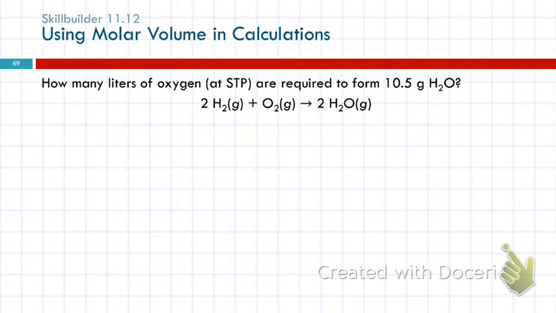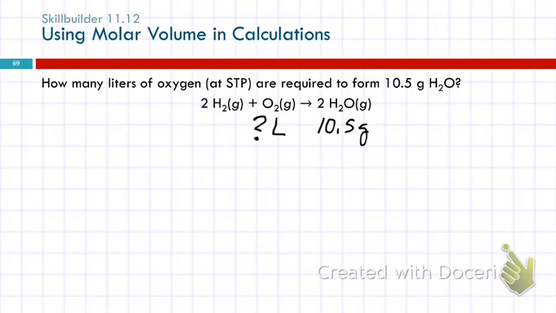So here, this one, stoichiometry. How many liters of oxygen are required to form 10.5 grams of water? The magic thing at STP, so that makes things easier. So 10.5 grams of water. I'm going to write that here, 10.5 grams of the water. And the question is how many liters of oxygen? Question mark, liters.